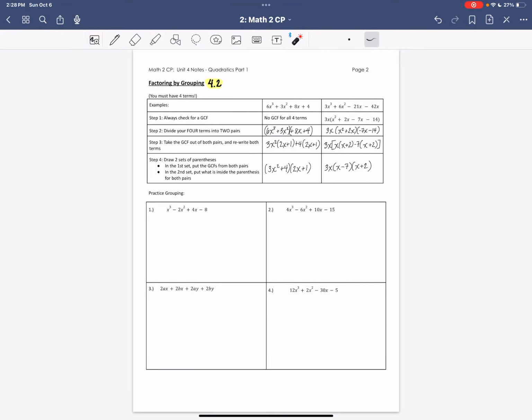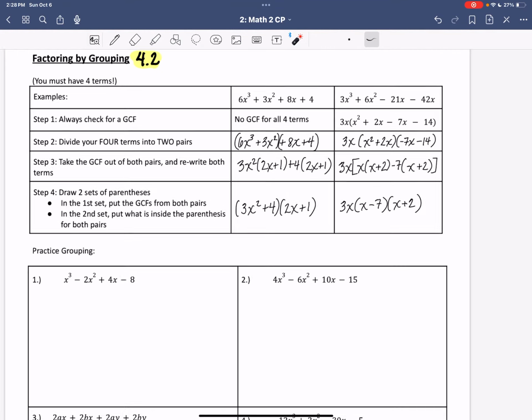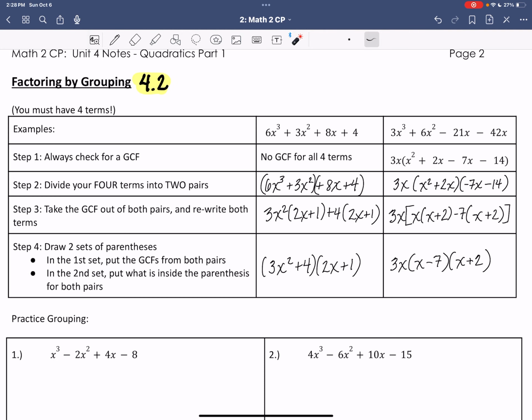All right, today we're going to talk about factoring by grouping. So let's get started with a couple examples. First we're going to start with this example. We're going to do this problem right here. In order to factor this, what you have to do is always check for a GCF.